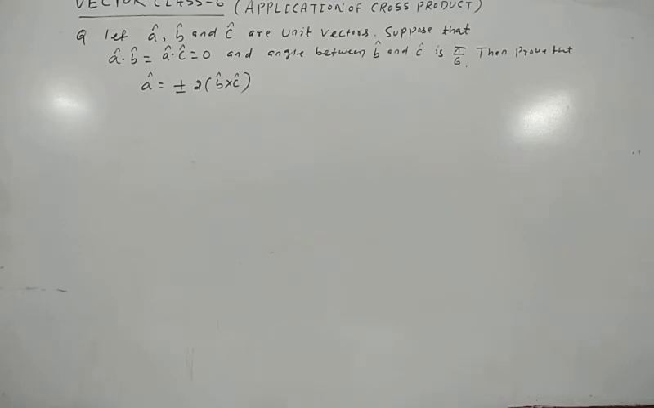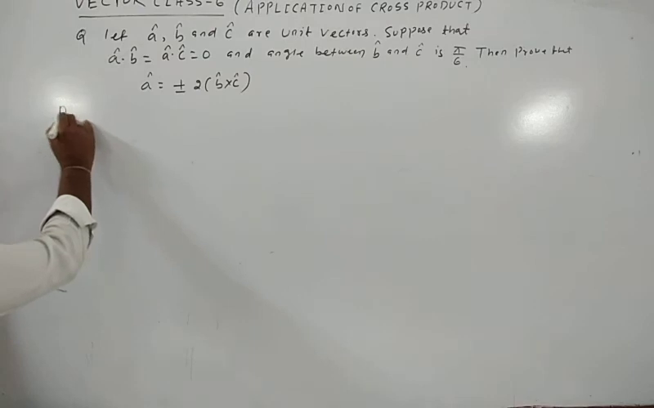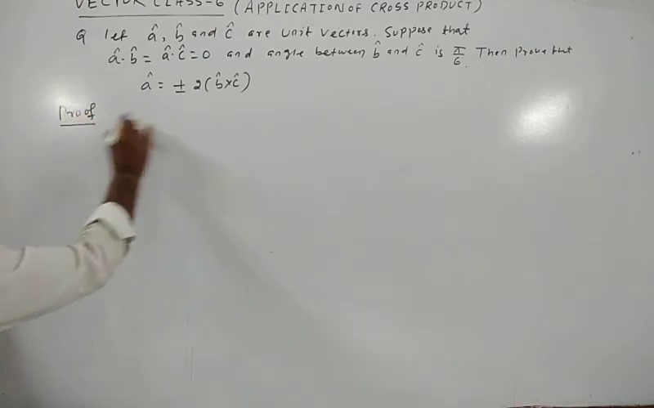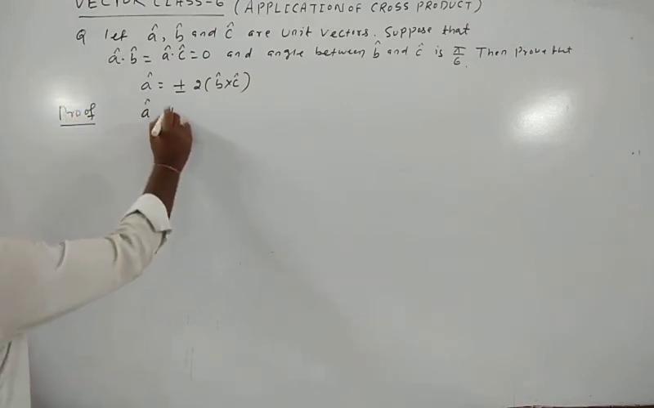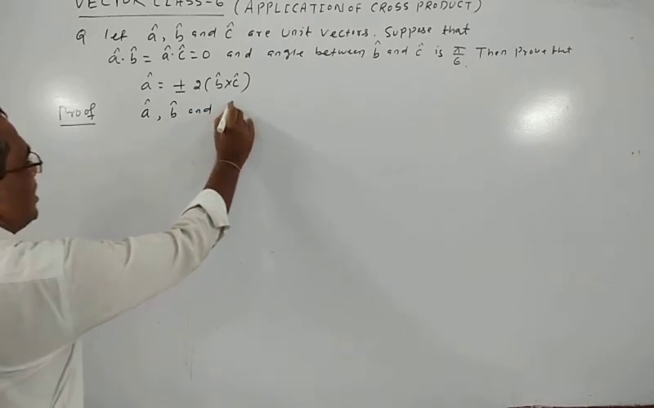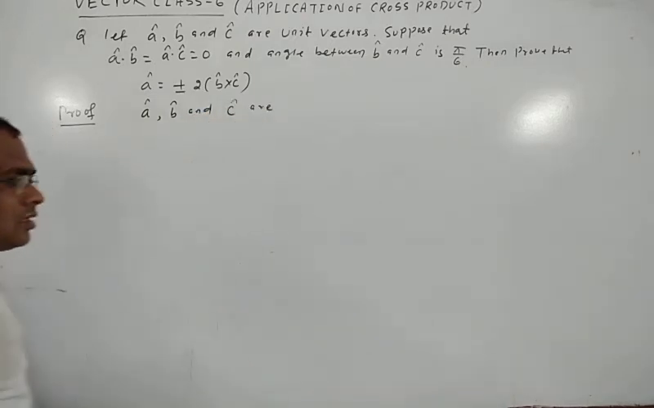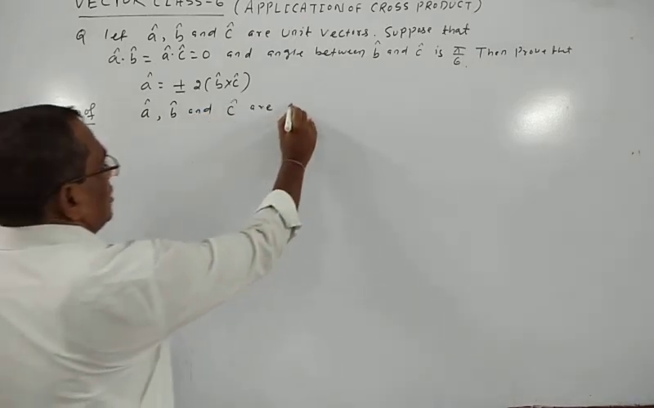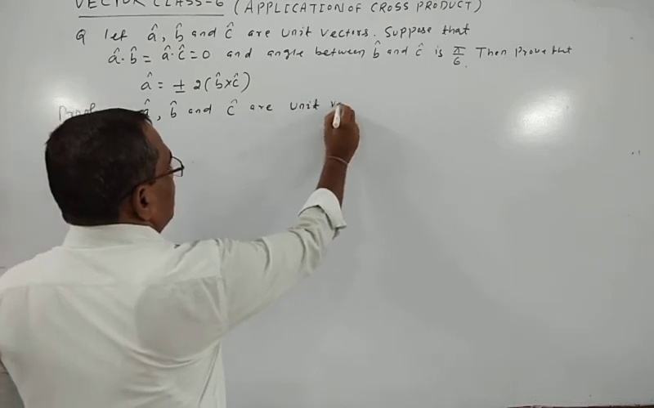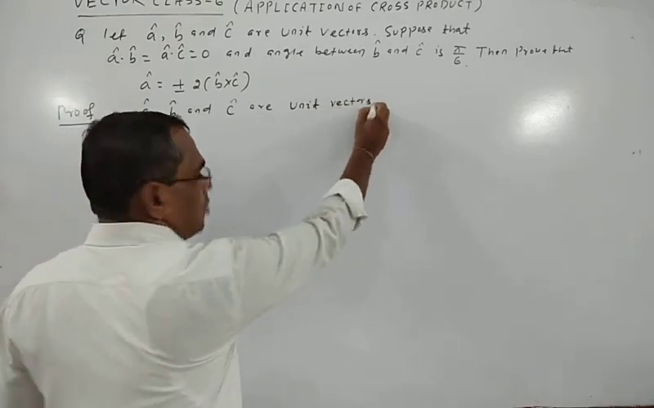Okay. So how to prove this one? So here what is given? Given A cap, B cap, C cap are 3 unit vectors. Proof. A cap, B cap and C cap are 3 unit vectors. Unit vector means its magnitude is equal to 1.